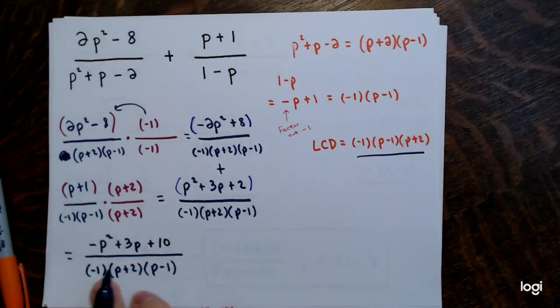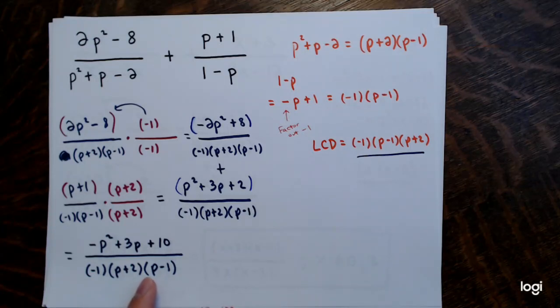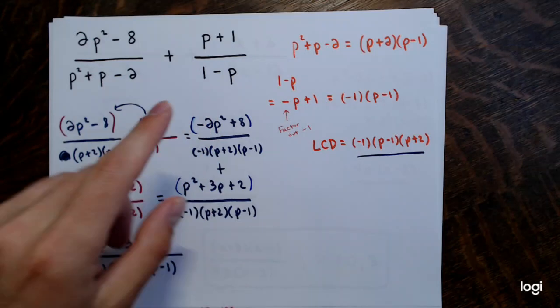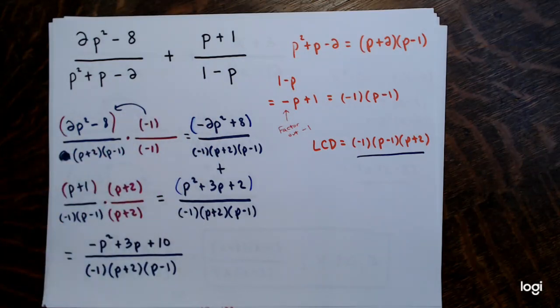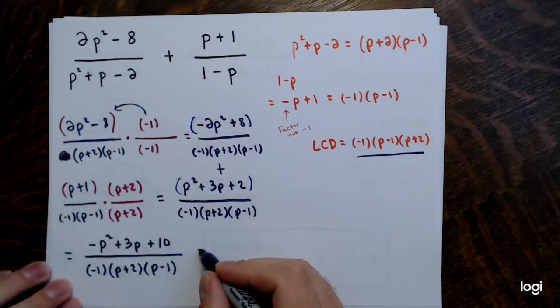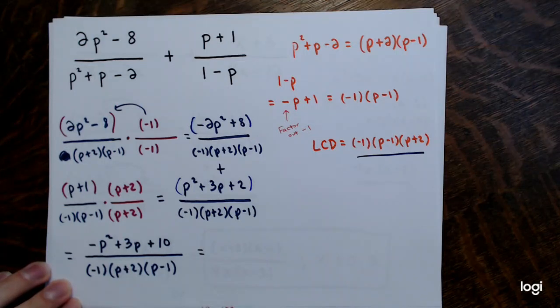Alright, and this is all great. This fraction is the sum of these two. Right? But is it simplified? Now, as before, I have the denominator totally factored. I'm going to factor the numerator.